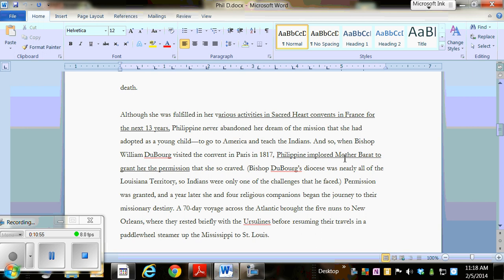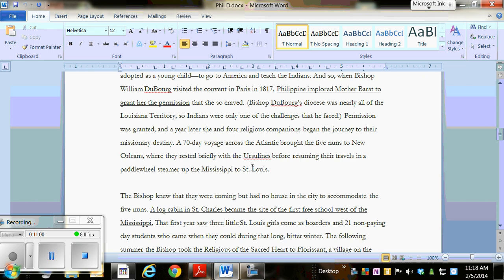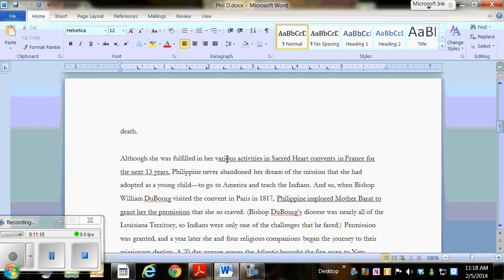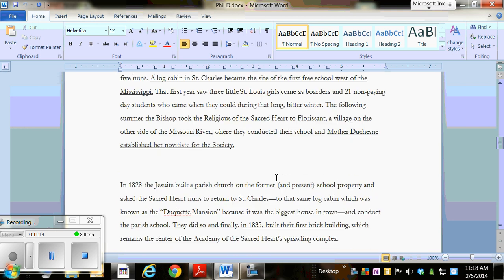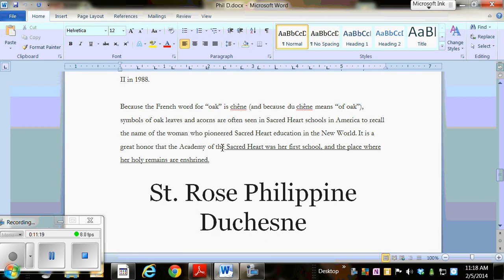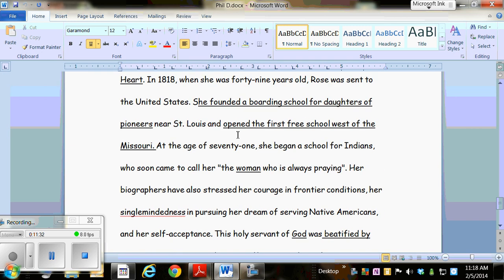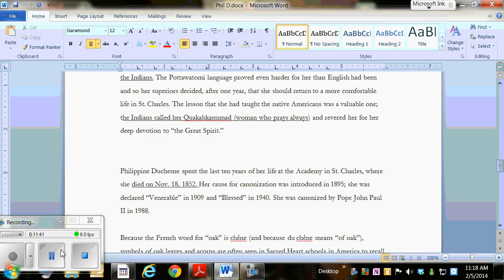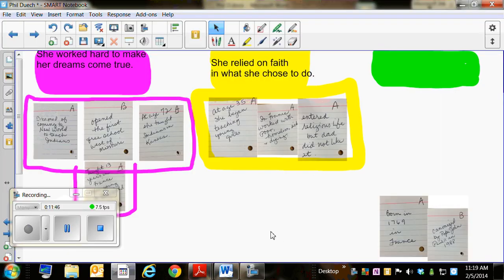Can I find anything else in here to come up with another generalization? Say that again. So her various activities in Sacred Heart in France for the next 13 years. And if I remember reading later that she started a school, Sacred Heart was her first school in St. Charles, here in the New World for her. So Sacred Heart was something that must have been important to her. So while I'm looking for this, I'm also thinking about generalizations. So if I go back here, for homework tonight, you're going to use your 9 cards, and you're going to come up with 2 different generalizations. And you probably will have some cards left over, and then we'll work on that tomorrow.